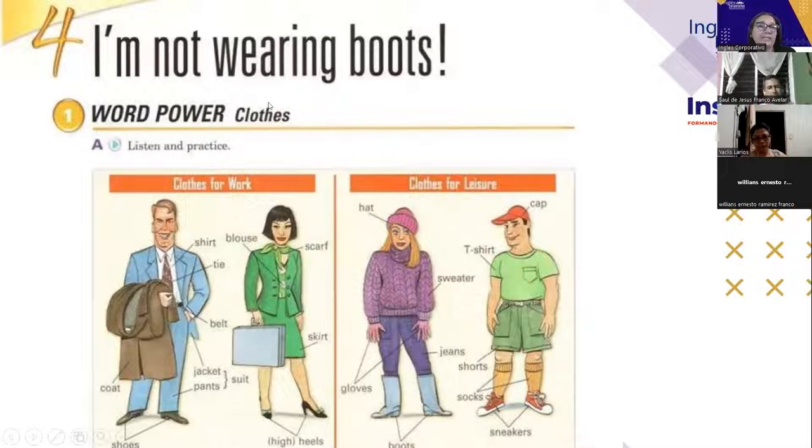So, in this case, it's negative. I'm not wearing boots. But si ustedes le quitan el not, dice, I am wearing. I am wearing jeans, I am wearing shorts, I am wearing a t-shirt, I am wearing glasses. De hecho, con los accesorios también es eso, porque se lleva sobre el cuerpo. I am wearing earrings, I am wearing a necklace, I am wearing a watch.